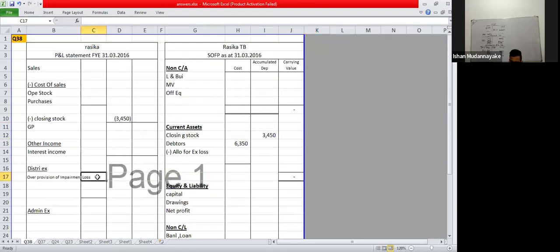That amount, 343 minus 343. Right, done. And then allowance for expected loss closing balance how much? 127. Allowance for expected loss closing balance 127.